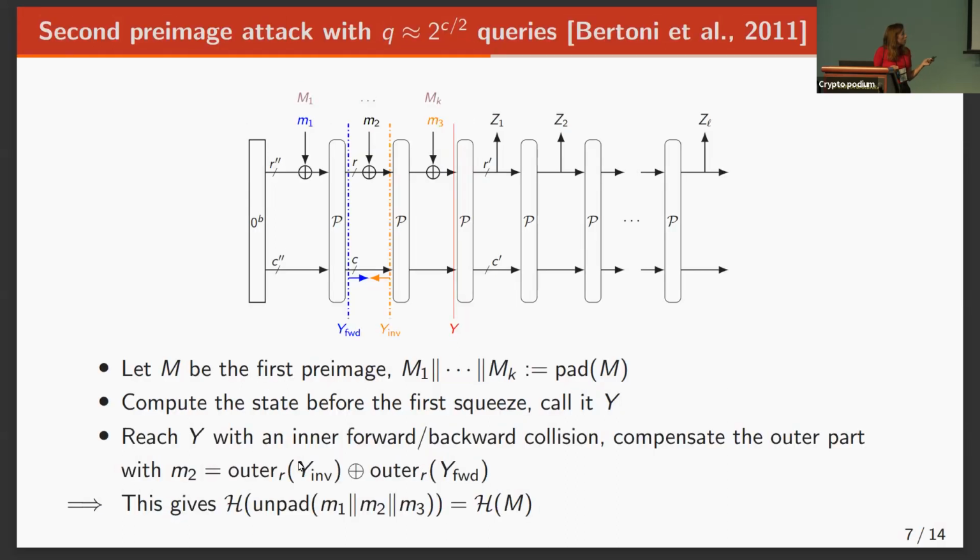And to do that, we again use collisions in the inner part of the sponge. So this time we start from the IV, consider 2 to the C/2 different messages, apply the permutation, and store the states in a list. Then start from Y, compute the inverse absorb call, and check for collisions against the list, and compensate using the second absorb call to obtain a full state collision. And this attack is also expected to cost around 2 to the C/2 queries.